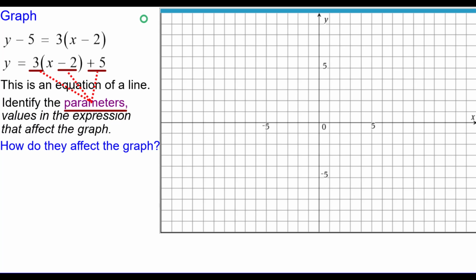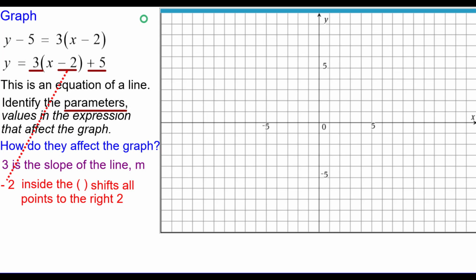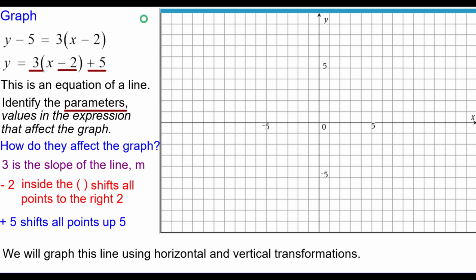So how do they affect the graph? The 3 is the slope of the line. The minus 2 inside the parentheses shifts all points to the right 2 units. And the plus 5 outside shifts all points up 5. So we're going to graph this line using horizontal and vertical transformations.